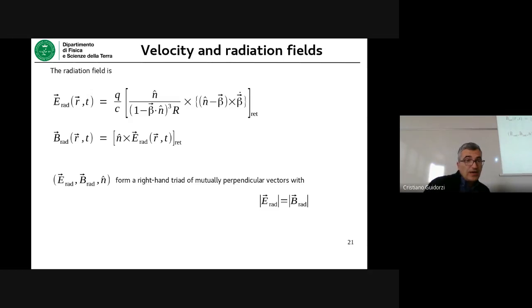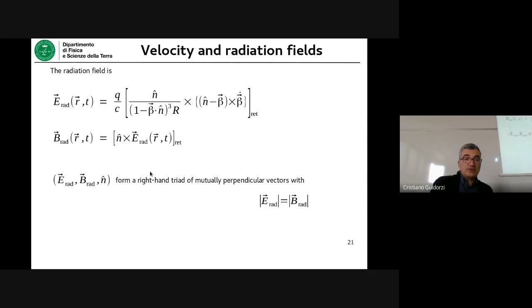Not only that, but if you look at the formula for the magnetic field, you see that this is just perpendicular. How can you see that? Well, I didn't say it before, but I say it now. The fact that E is perpendicular to N, you see just from here. The result of the N vector product is something perpendicular to N. So E rad is perpendicular to N. So this is a vector product between two perpendicular vectors, and again, the result is perpendicular to both. So that explains why this is a right-hand triad.